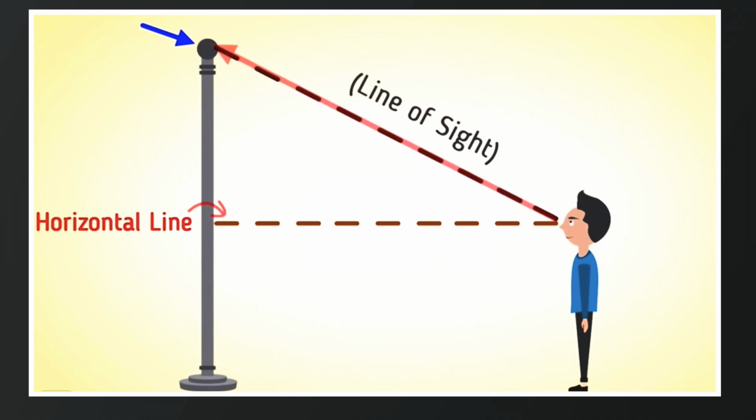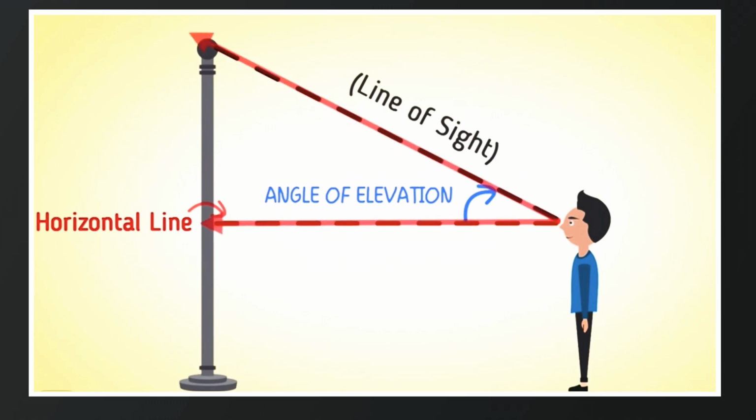And of course, look at this one now. In the horizontal line and the line of sight, we create an angle here. And this angle, we call it the angle of elevation. The angle of elevation is formed above the horizontal line and the line of sight. Okay? So that's the angle of elevation.